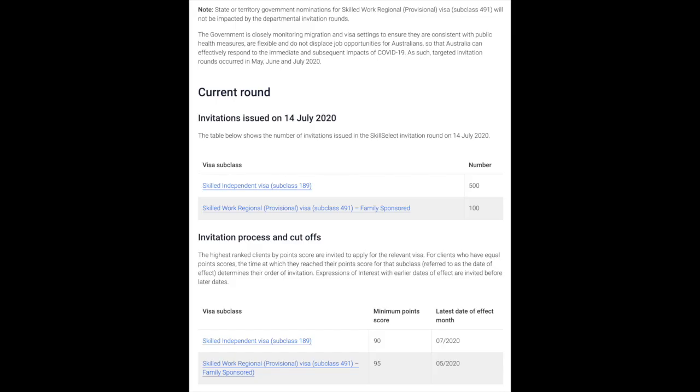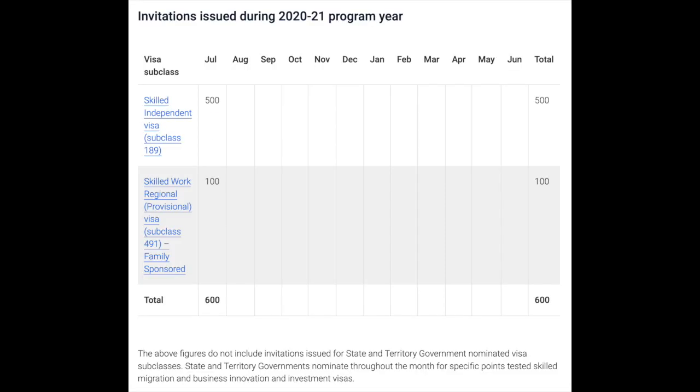Now let's have a look at what happened in the July round. Invitations issued on 14 July 2020: 189 got 500 and 491 family sponsored got 100. Now what you see is a new table here, the 2021 program year. You can see July only 500. We have to see how we go in the next few months.